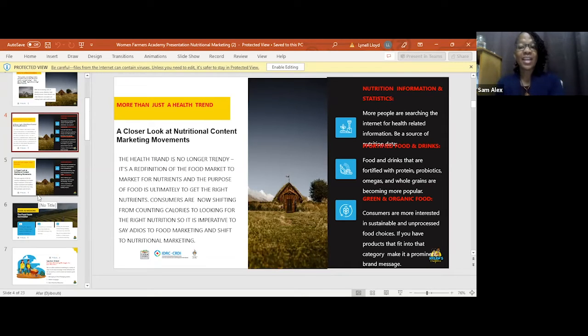Then there's the green and organic food movement, because now customers are more interested in sustainable and unprocessed food choices. If you have products that fit into that category, you should make it a prominent brand message, because persons are now looking for food that are not overly processed. They're counting chemicals now more than they're counting calories. They want to know which dyes the food contains. They want to know, okay, does this have nuts? Does it have dairy? Does it have soy? Is it GMO? Is it organic? So it is important now that this information is translated very clearly to the consumer.